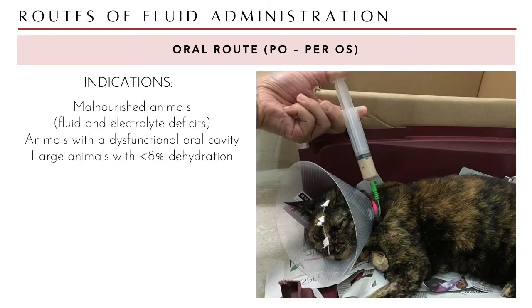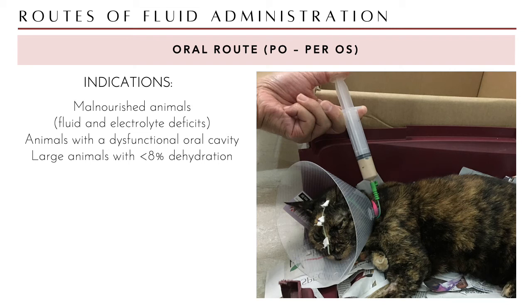Right? Indications: malnourished animals which lack fluid and electrolytes, animals with a dysfunctional oral cavity, those with oral ulcers, which is a characteristic clinical sign for patients with kidney problems, those with congenital malformations, right? Cleft palate, cleft lip, we call this oronasal fistula, those things, right?